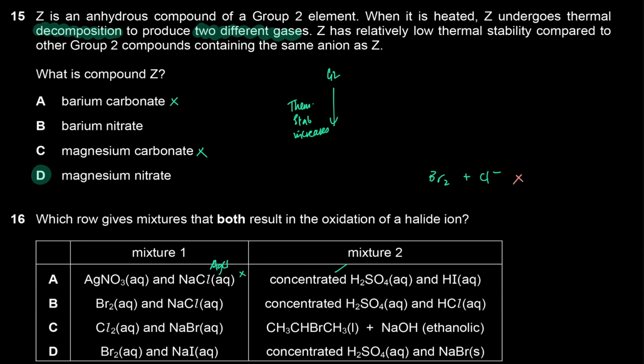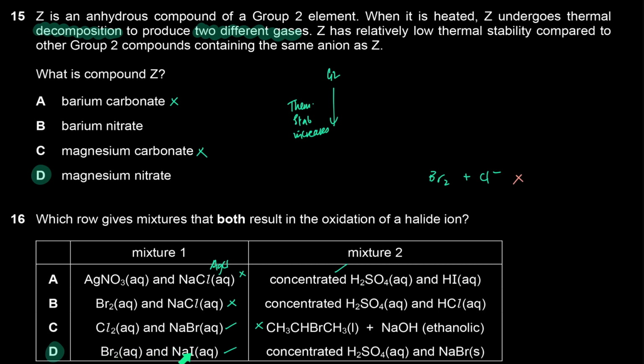Bromine can, however, oxidize iodide. So we know that bromine can't oxidize chloride, but it can oxidize iodide. Now, chlorine can oxidize bromide as well, but bromine can't oxidize chloride. If you look at the second reaction, this is an elimination reaction, a halogenoalkane with sodium hydroxide and ethanol. This is not a redox reaction, so this is not the answer. The answer here must be D.